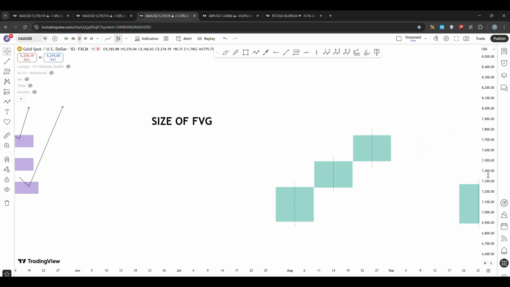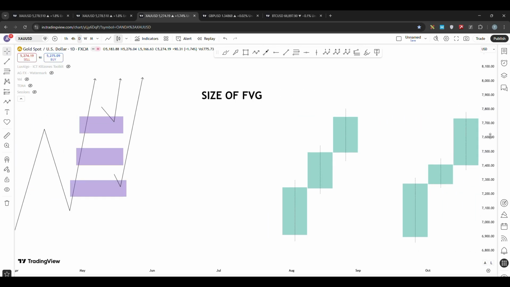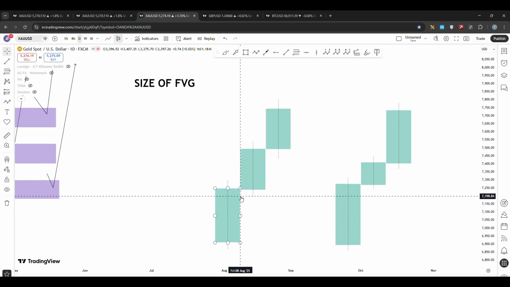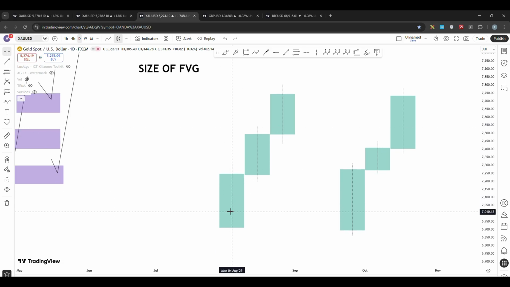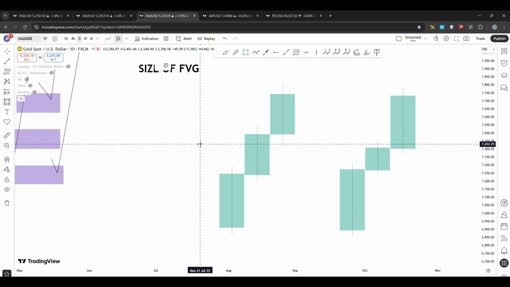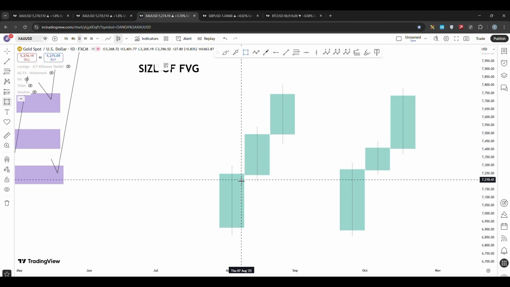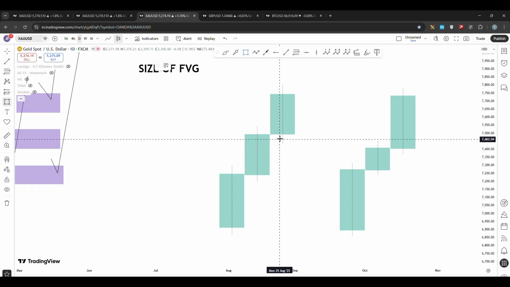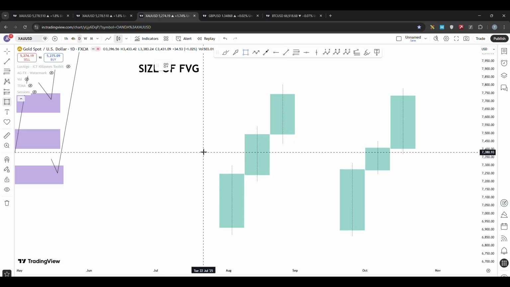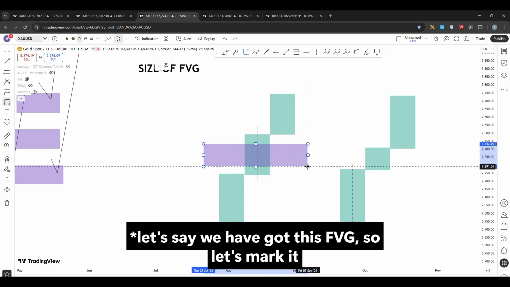Third thing is about the size of the fair value gap. So this is very important. Now this is being considered for a bullish market. The same thing will be applied for a bearish market as well. So if the market is bullish and we have got three back-to-back green candles, let's say for example, once again the candle colors do not matter. The first candle high and the third candle low should not be in contact with each other. That's the only condition that matters.